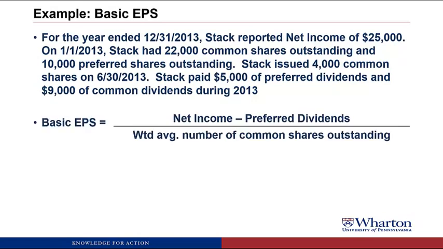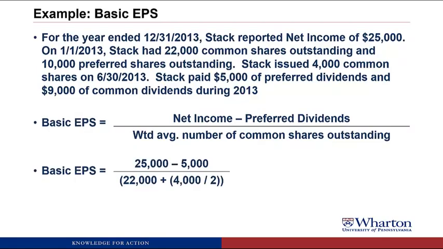So we're going to try to figure out Stack Incorporated's basic EPS. We can start filling in what we know. Net income is 25,000. We subtract 5,000 of preferred dividends. We ignore the common dividends. We don't need them for this calculation. Then for the denominator, we're looking at the weighted average number of common shares outstanding.